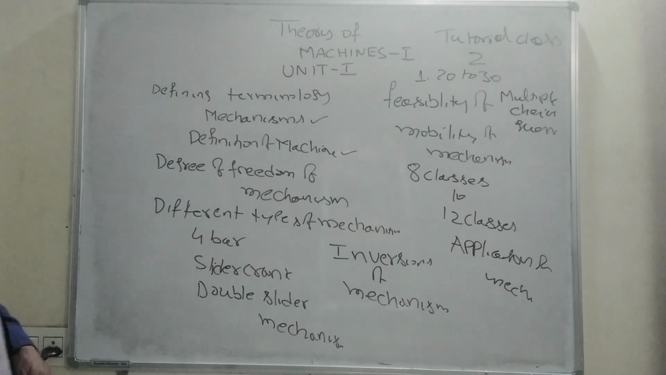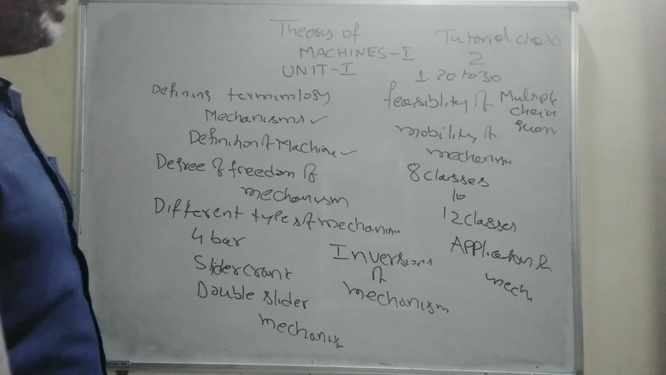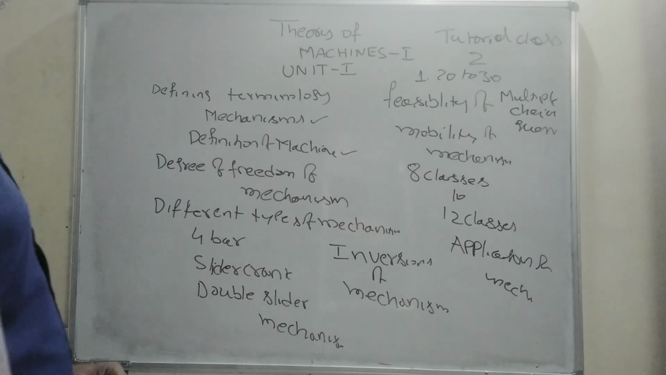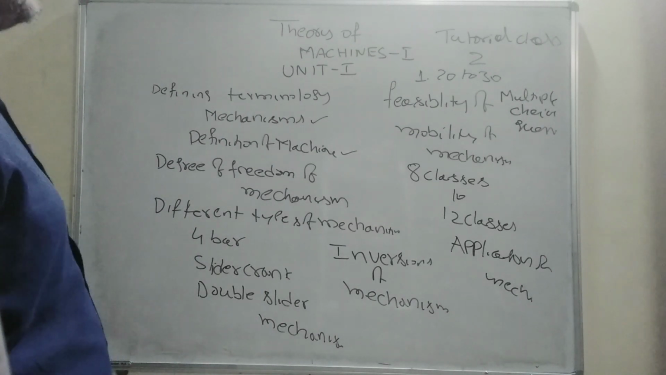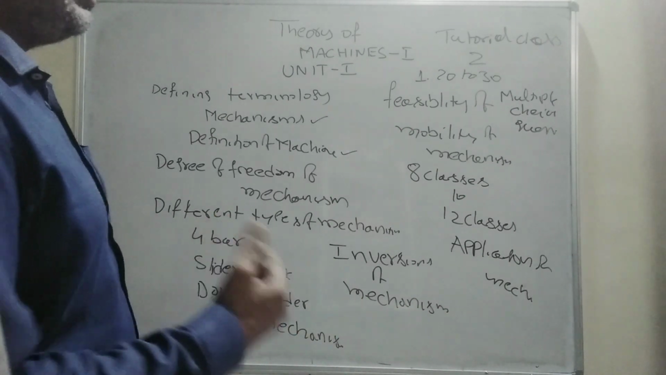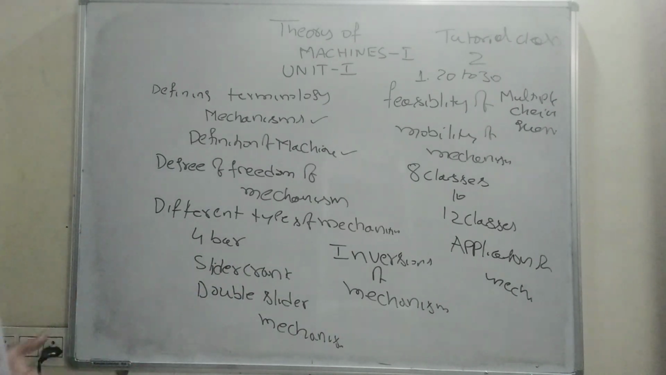In Unit number 2, we'll be discussing the velocity and acceleration diagrams of mechanisms. We'll discuss Unit number 2 in another video session. And in Unit number 3, we'll be discussing synthesis of mechanisms. That means for obtaining certain velocity and acceleration characteristics, what should be the dimensions of the mechanisms that we should go for? That is synthesis of mechanisms.